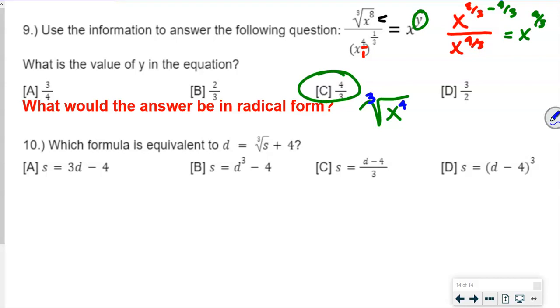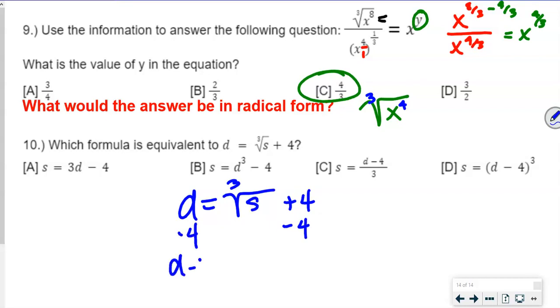All right, so number 10 says, which formula is equivalent to d is equal to the cube root of s plus 4? Notice all of these are solving for s, okay? So I'm going to rewrite the equation. D is equal to the cube root of s plus 4. So I'm going to subtract 4 from both sides. So this is going to be d minus 4 equals the cube root of s.